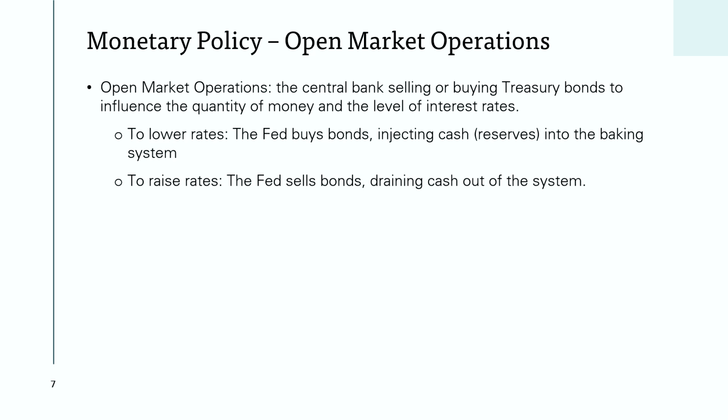It sells bonds to banks and removes reserves from the system. With fewer reserves available, banks restrict lending and interest rates rise. Open market operations are the primary and most flexible tool for influencing short-term interest rates.